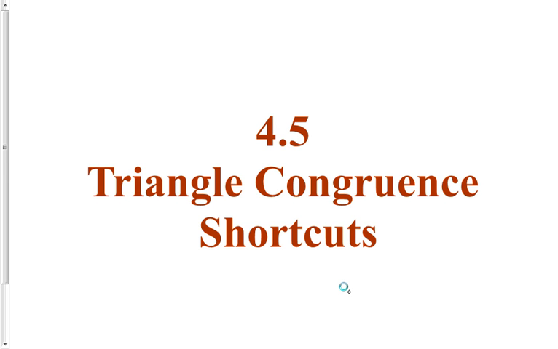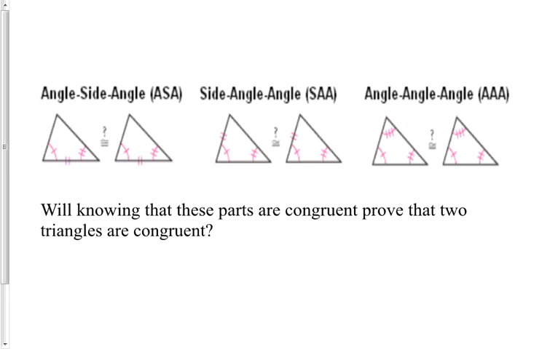Welcome back to section 4.5. We are continuing to talk about triangle congruent shortcuts. In the previous lesson, we talked about three shortcuts: side, side, side, side, angle, side, and side, side, angle. And we found that side, side, angle is not a triangle congruency shortcut. So we're going to take a look at three more here today.